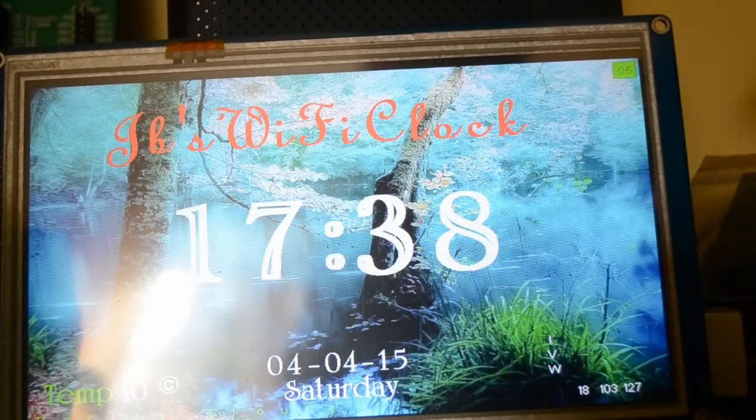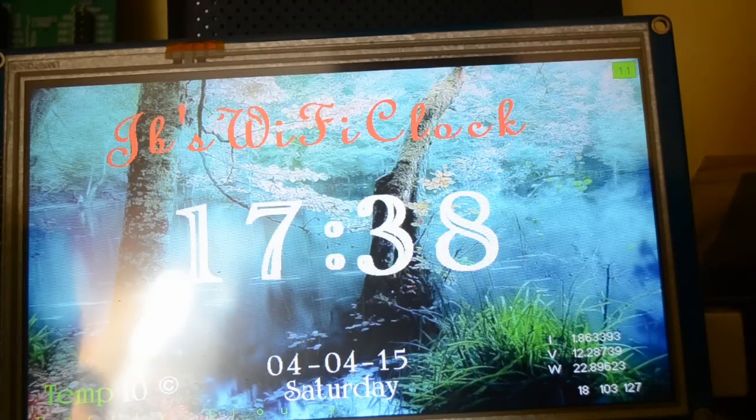Right, 6 seconds, we'll get some more data. There we go, 1.86 amps, 22 watts. And as I say, I upload that to ThingSpeak, get a graph on the internet, all free of charge.